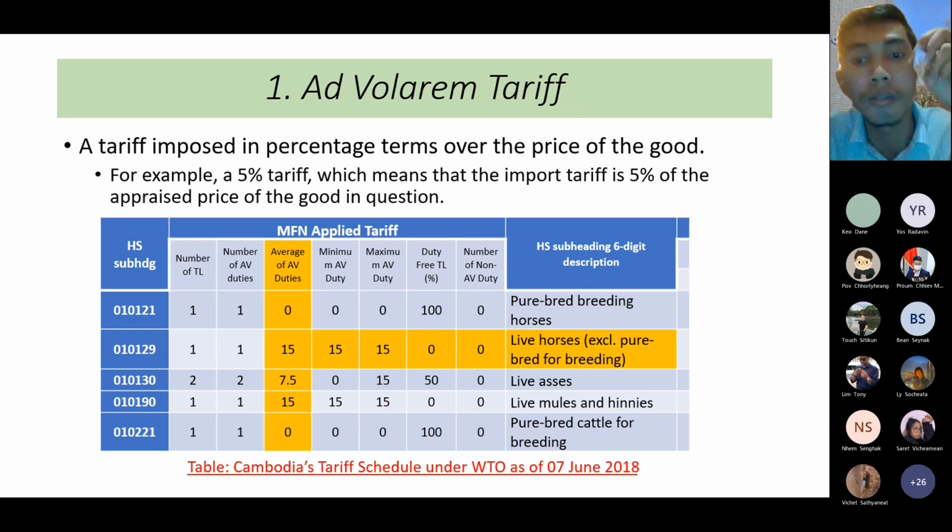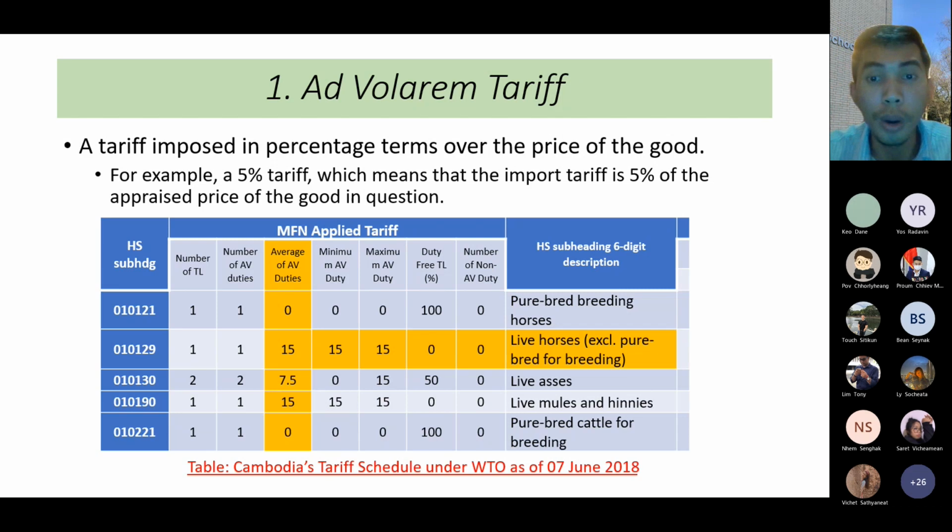So it depends on the levels of the actual price of the good. Okay, so again, I want to make it clear and short. AV always takes into account the price of the good, not kilogram, not pair, not weight, not meter square, not number, not volumes. It is only taking into account the price of the good. That is called AV tariff. So that is the schedule of concession of Cambodia in June 2018 that Cambodia submitted to the WTO.